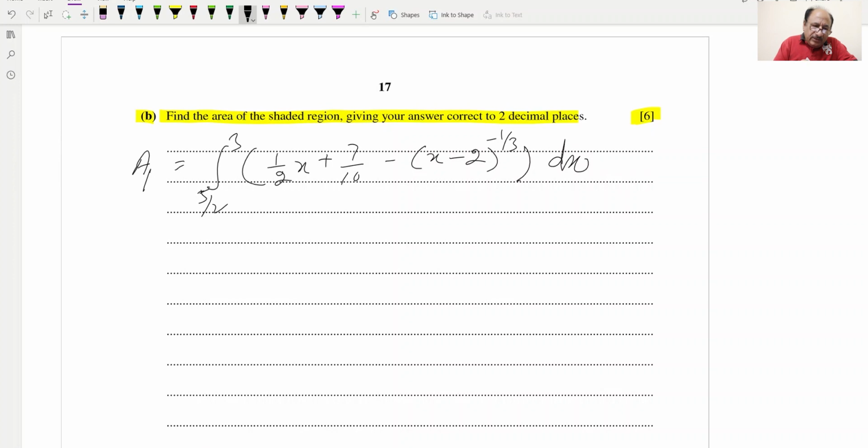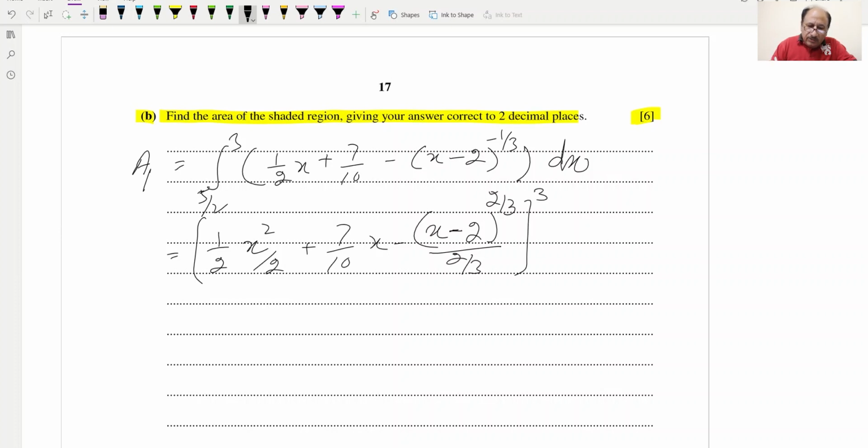Now after integration, what will be the equation? 1 by 2 as it is, and x square over 2, plus 7 by 10 x, minus (x minus 2) raised to the power minus 1 by 3 plus 1, which will be 2 by 3, divided by also 2 by 3, and this will be with integral limits from 5 by 2 to 3.